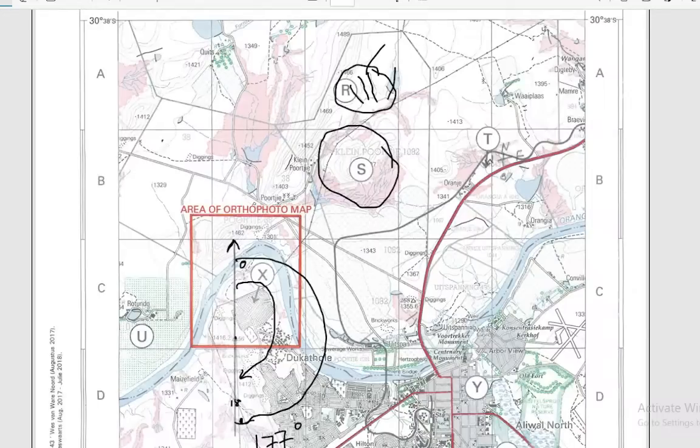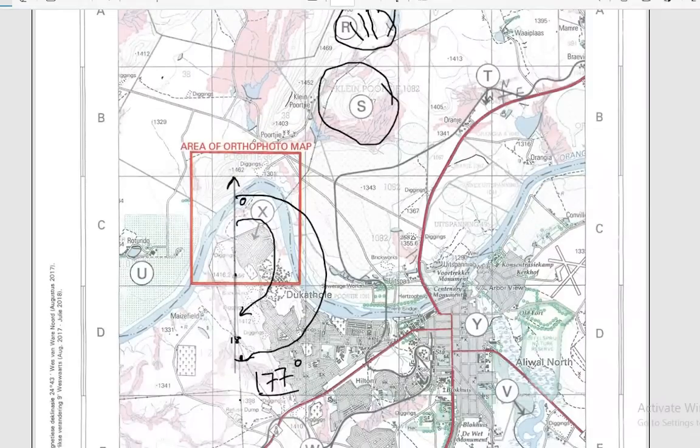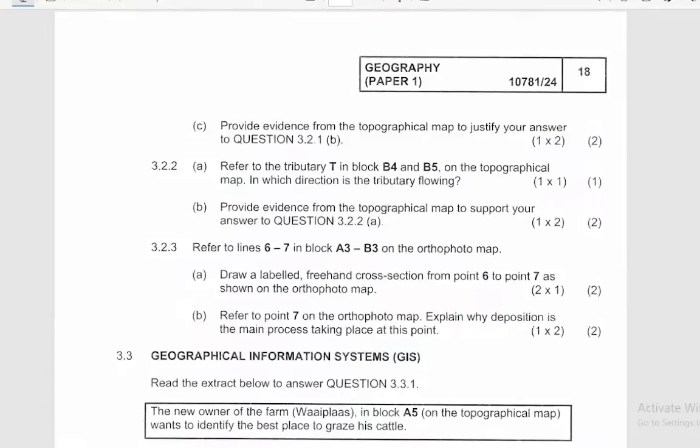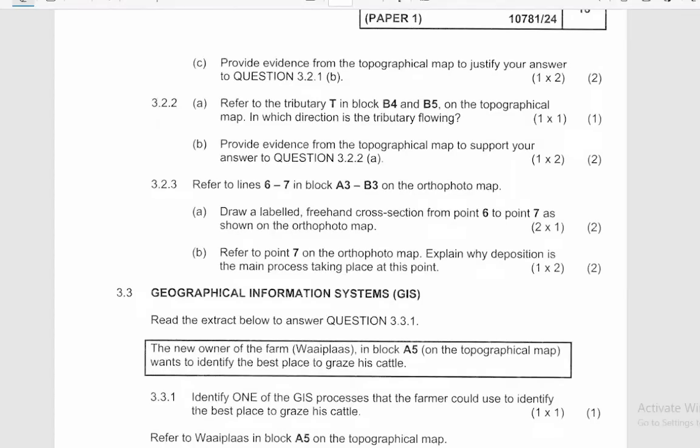Then we move on to the next one. We've given the evidence and we've given the justification. Number 3.2.3 is saying: refer to lines 6 and 7 on block A3 and B3 on the orthophoto map. Draw a labeled freehand cross section from 6 to 7. Refer to point 7. Why is deposition the main process taking place?